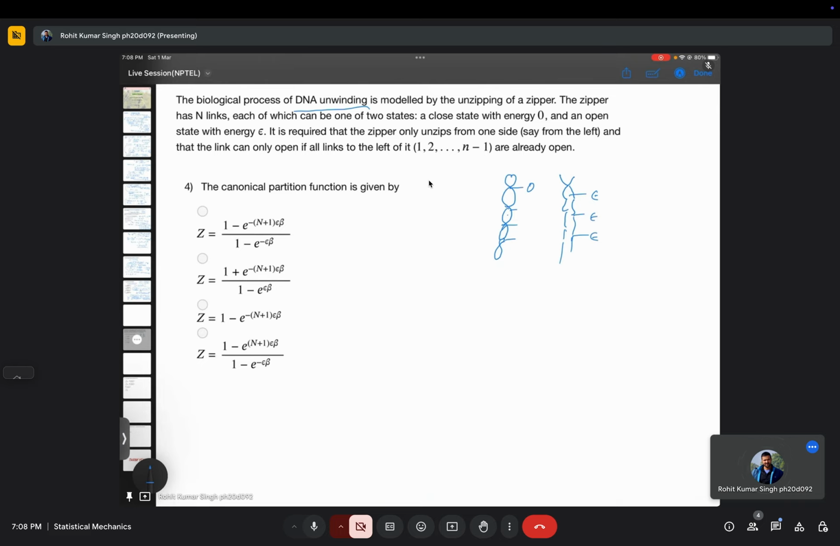It is required that the zipper only unzips from one side, say from the left, and that a link can only open if all links to the left of it are already open. So a particular link will open only if all the links that are to the left of it, that are above it, are open. So we have to find the partition function of this system. Do you understand the problem? It looks very complicated, but the answer is very simple.